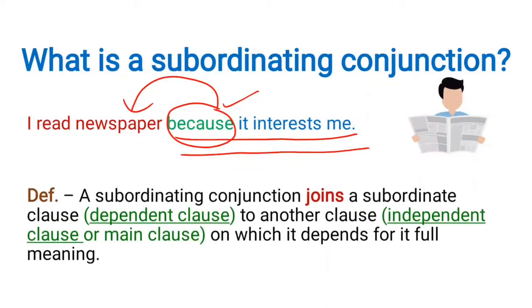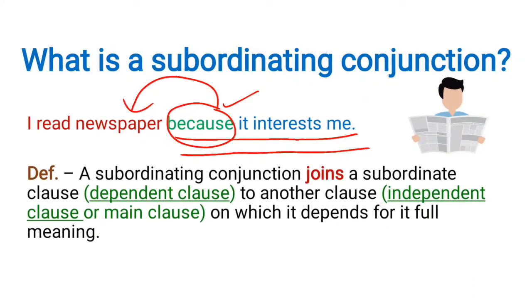So, we can define subordinating conjunction as a conjunction which joins a subordinate clause, that is a dependent clause, to another clause, that is independent clause, on which it depends for its full meaning.